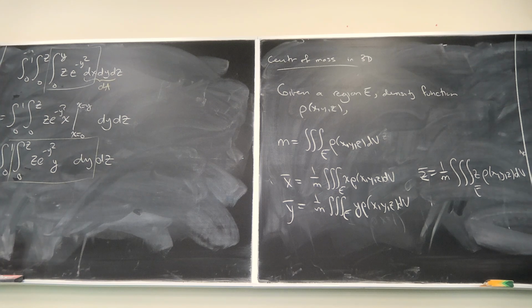Okay, so the antiderivative of y e to the minus y squared is minus 1/2 e to the minus y squared. So this is the integral from 0 to 1 of z times minus 1/2 of e to the minus y squared, evaluated from y equals 0 to y equals z. You could use u substitution here, I just did it directly. A note of caution: when you're putting zeros into exponentials, remember e to the 0 is not 0.